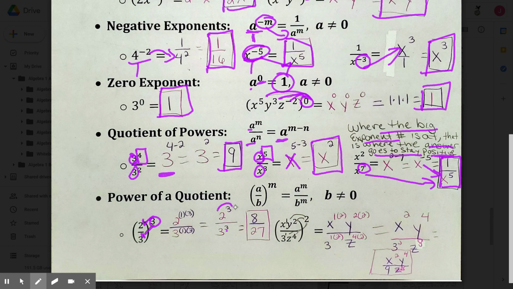And it's 2 to the third power, which gives us 8, and 3 to the third power, which gives us 27. So it's 8 over 27. And yes, you should know things to the third power.